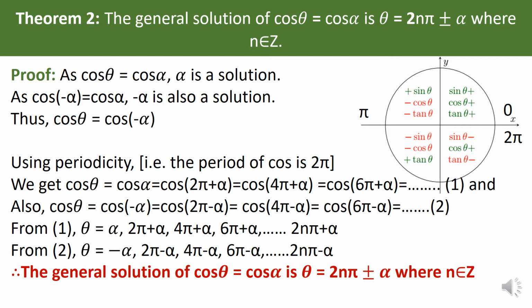Similarly, from 2 we get theta is equal to alpha, 2 pi minus alpha, 4 pi minus alpha, 6 pi minus alpha, or as we go on and on, you can just generalize it as any even multiple of pi minus alpha. That means the general solution of cos theta is equal to cos alpha is, now we are combining both the values of theta and generalizing it, theta is equal to 2n pi plus or minus alpha, where n is any integer. Just pause the video, concentrate on the theorems and try to understand them thoroughly.